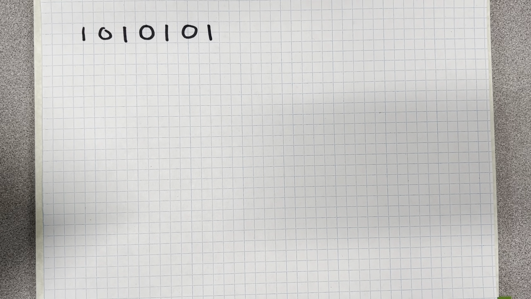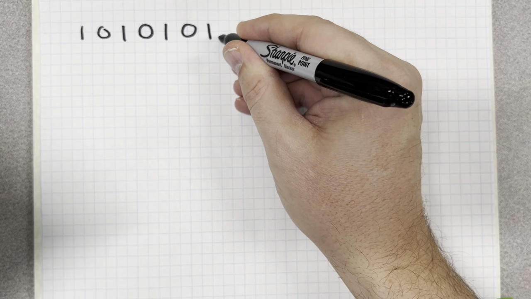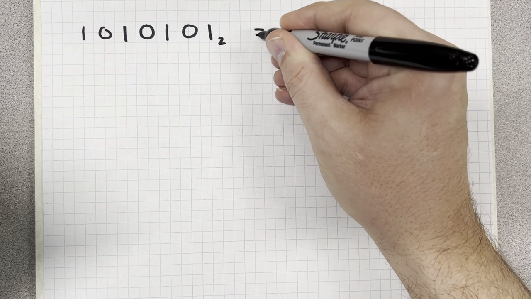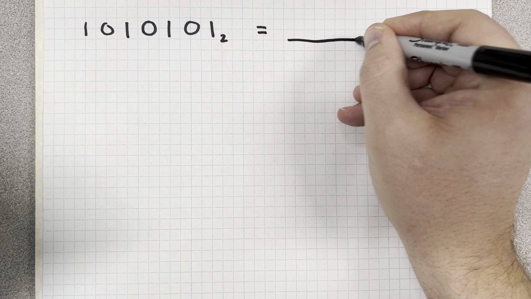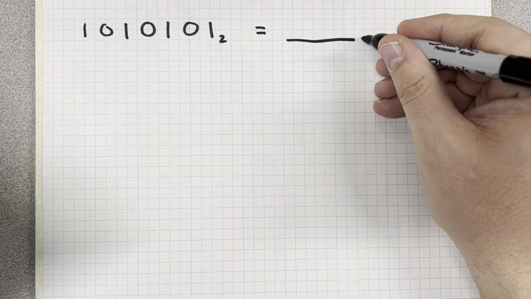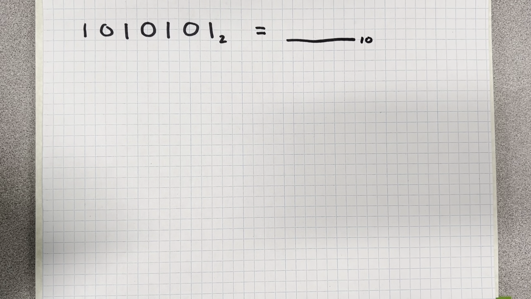Okay, in this one, we're going to work on a few more conversions from binary to decimal. One thing that we do sometimes when we've got a binary number is we put a little subscript 2 next to it to denote that it is a binary number and this isn't a decimal number. So what we want to do is find out what this is equal to as a base 10 number. So we can use a little subscript 10 for that.